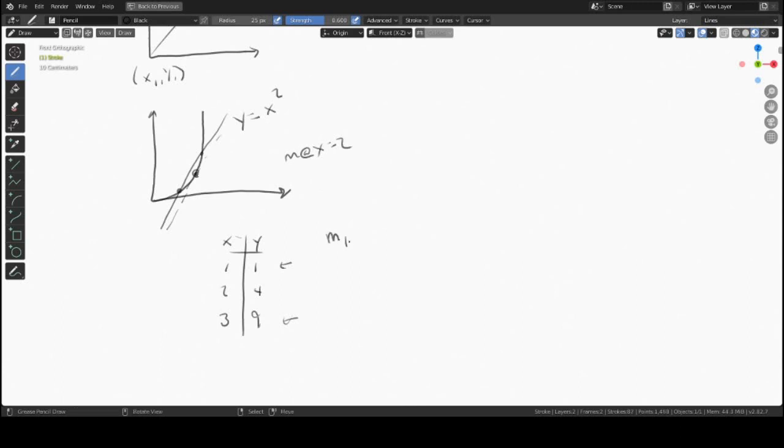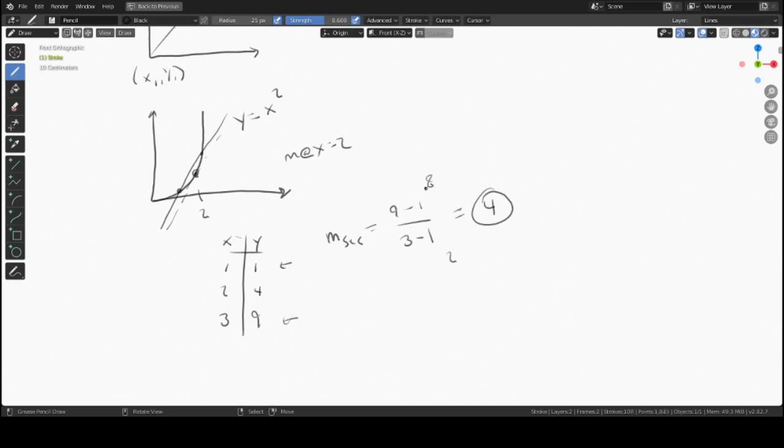We'll call it m secant, and it's going to be equal to y2, which is 9, minus y1, which is 1, divided by x2 minus x1. That gives us 8 up here and 2 down here, which gives us 4. And that is the approximate slope at this point, which is x equals 2.